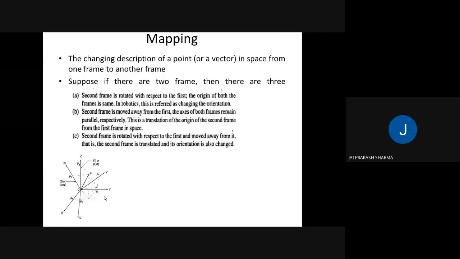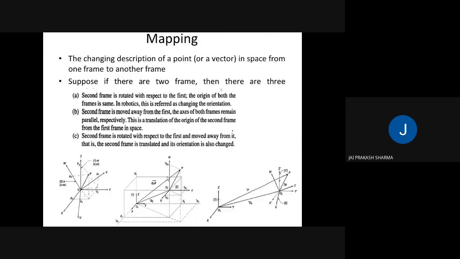The first possibility is that the two frames can rotate with the same origin. The first diagram on the right-hand downside shows the rotation about the same origin. The second configuration is that the second frame can be translated by a certain distance. So the second frame UVW is translated from origin O1 to O2. The third configuration is that after performing a translation from position O1 to O2, it can perform a rotation about the same origin O2.